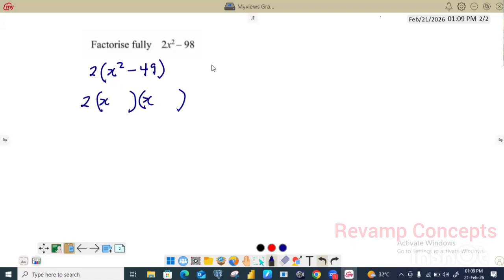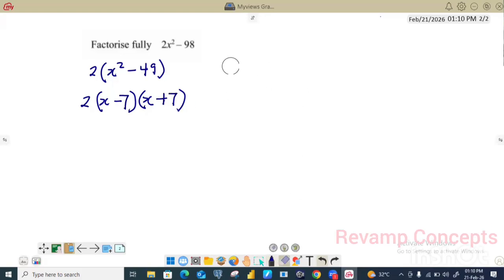since the square root of x squared is x and the square root of 49 is plus or minus 7. So we can have x minus 7 and x plus 7. So this gives us the solution. It's as simple as that.